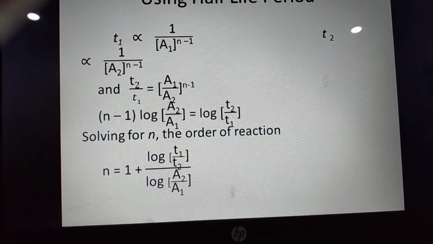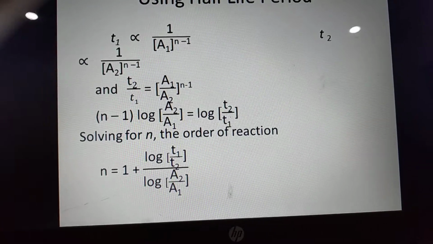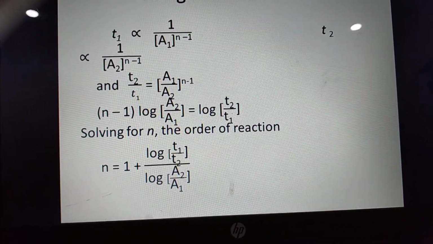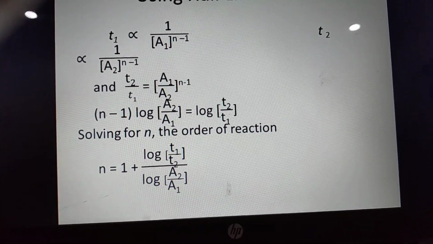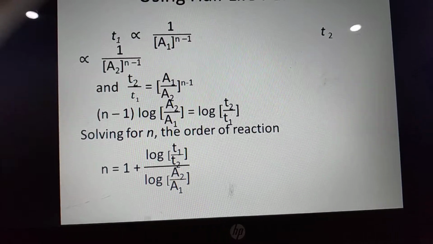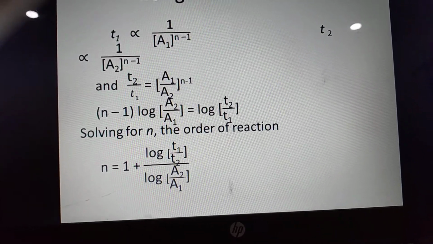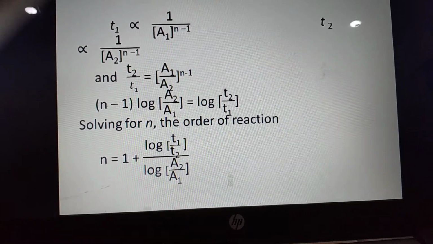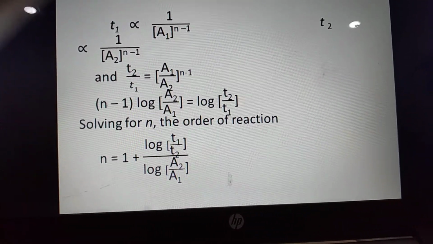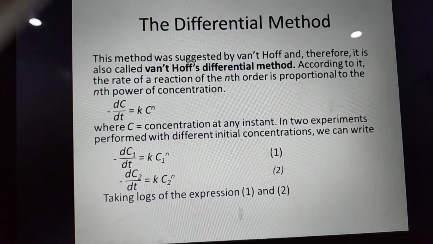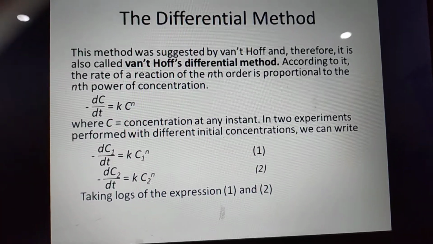The ratio T2 over T1 is A1 over A2 raised to the power n minus 1, because n minus 1 is common for the nth order. So (n minus 1) log A2 over A1 is equal to log T2 over T1. Solving for the order of reaction, n is equal to 1 plus log T1 over T2 divided by log A2 over A1. And the fourth method is the differential method.